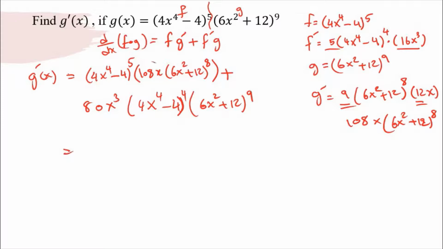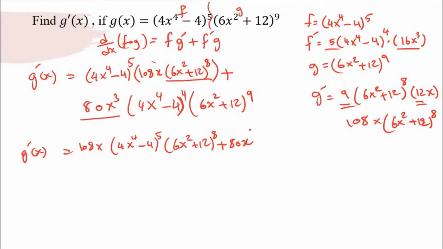So I'm going to simplify these expressions a little bit. I'm going to bring this to the very front, so I will have 108x times the first expression, (4x to the fourth minus 4) all to the fifth, times the second expression, (6x squared plus 12) all to the eighth power, plus, this is of course g prime of x, 80x to the third times (4x to the fourth power minus 4) all to the fourth power times (6x to the second power plus 12) all to the ninth power.